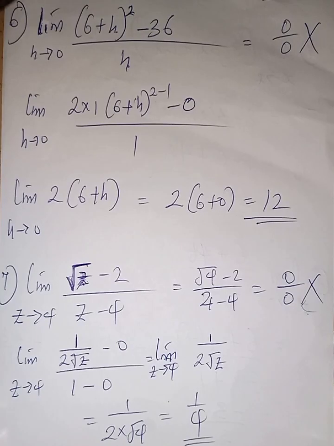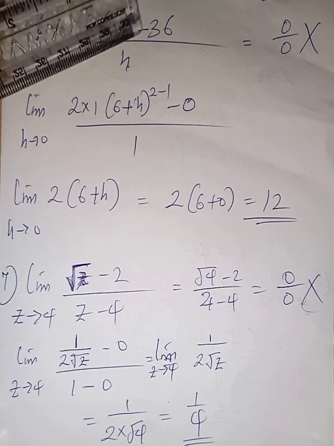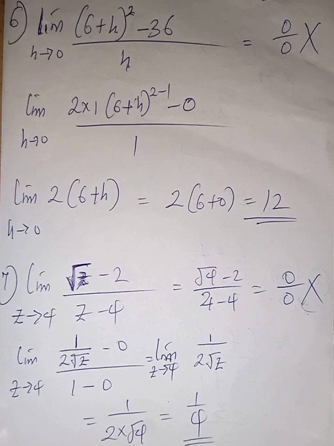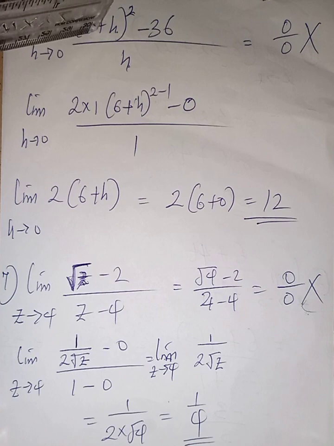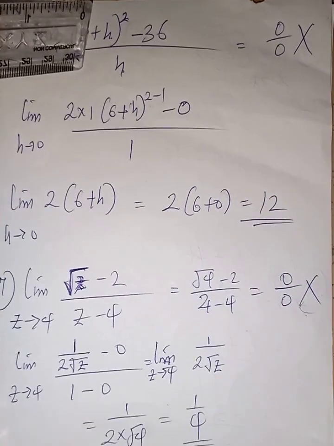Now, question 6. Find the limit of the function (6 plus h) squared minus 36, over h, as h approaches 0. Let's see how to do this one. You have to pay attention now because we are already going towards techniques of differentiation. This one is not straightforward, so you have to be attentive so that you understand the explanation. The first thing, anywhere you see h, you are going to put 0.